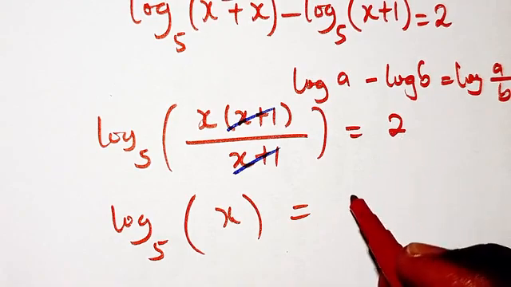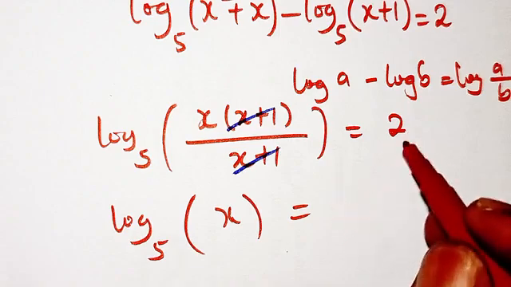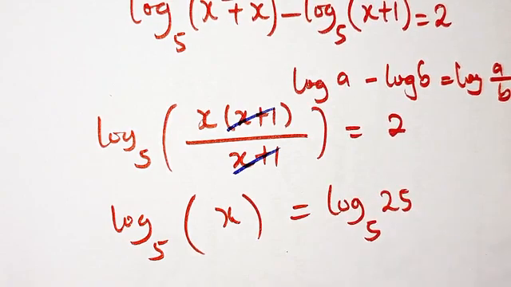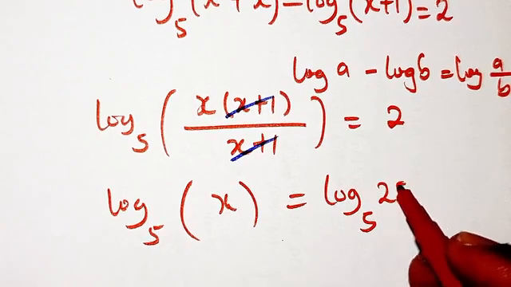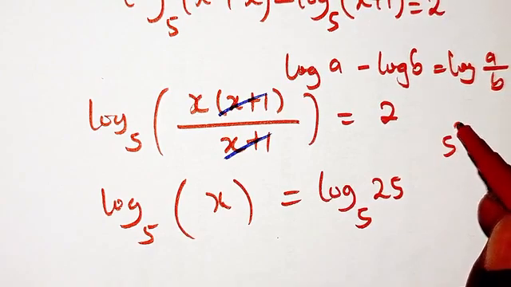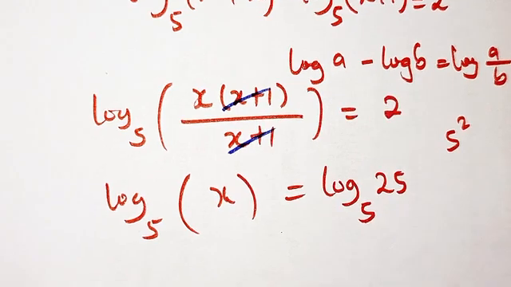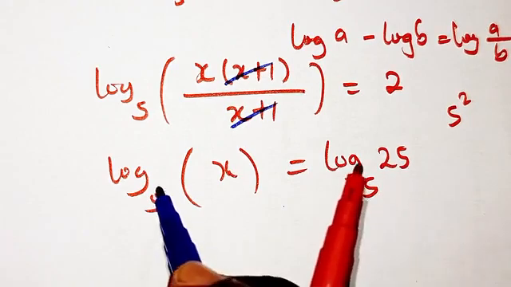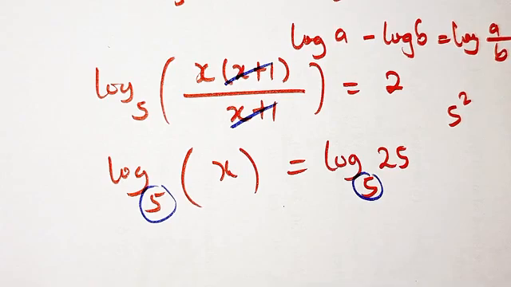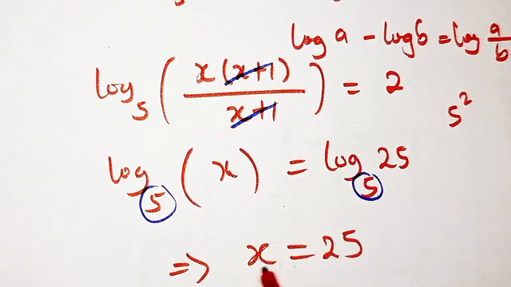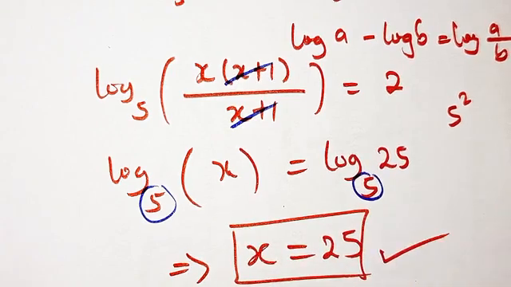I have this 2 here. So now I can rewrite this as log base 5 of 5 to the power of 2, because 25 is the same thing as 5 to the power of 2. So these 2 will still come down, and we have this. Therefore, looking at this, we have the same base, so we are going to equate the arguments. x is going to be what? 25. And that is the solution to the problem.